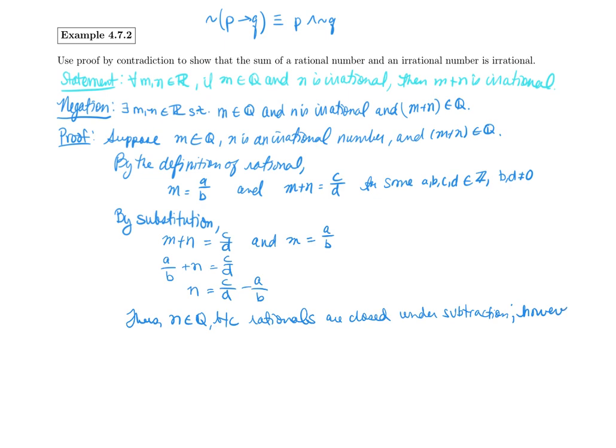However, n is also irrational. This is a contradiction.